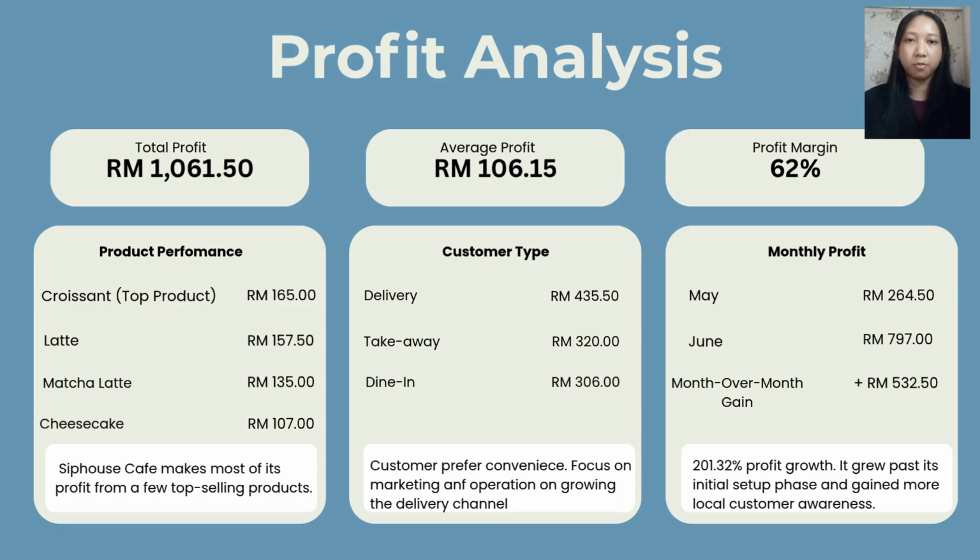For customer type, delivery customers contribute the highest profit at 435.5 ringgit. This means customers prefer convenience, so delivery is an important channel. Looking at monthly profit, June performed better than May, showing a significant increase in profit and overall growth of 201.32%.